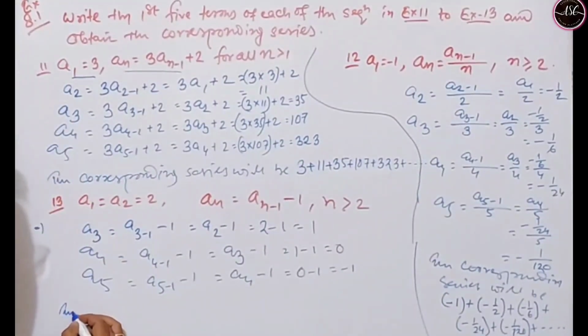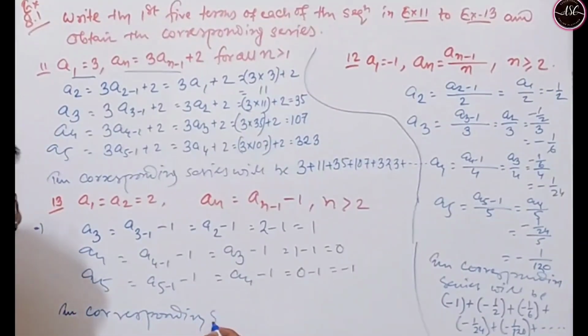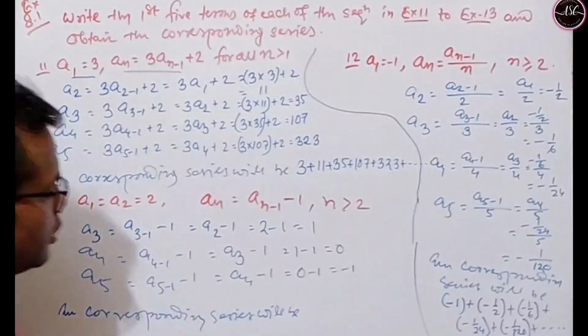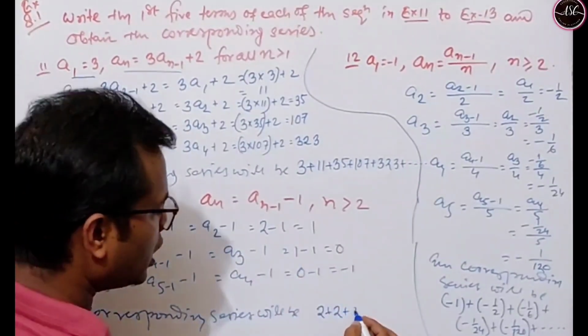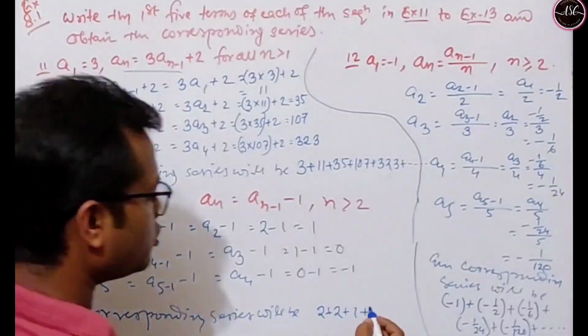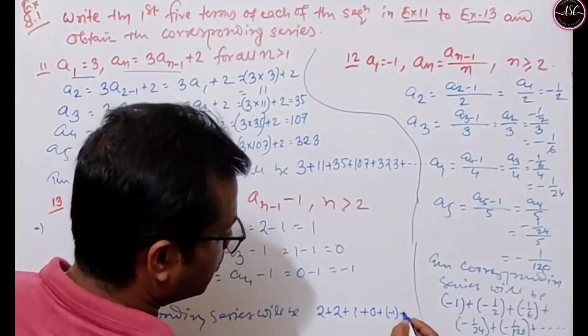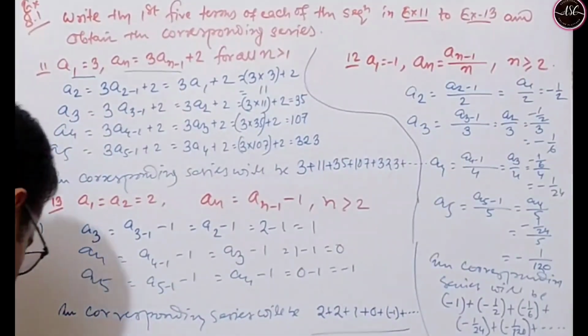Okay, so the corresponding series will be here A1 equal to 2 plus 2 plus here A3 equal to 1 plus A4 equal to 0 plus A5 equal to minus 1 plus dot dot up to infinity. That will be the answer. Okay. Look at this question.